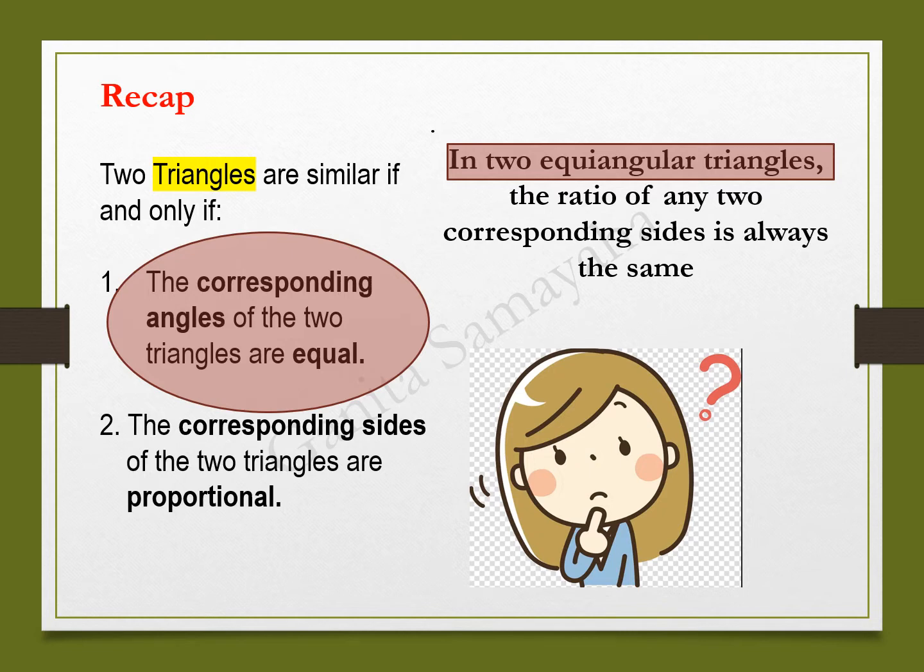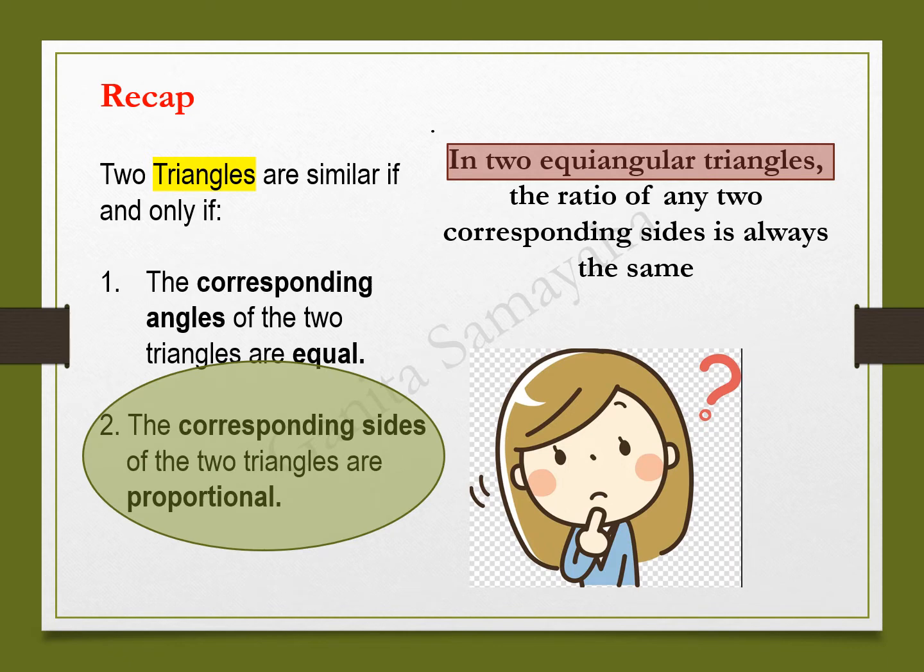So if you have two equiangular triangles, the ratio of two corresponding sides is always the same. That means what? The corresponding sides of the two triangles are proportional. When do we say two sides are proportional? When the ratio of two sides is equal. Proportionality means what, children? When two ratios are equal, we say they are proportional. It is the same thing. So they are not different. We have understood one and only one concept so far.